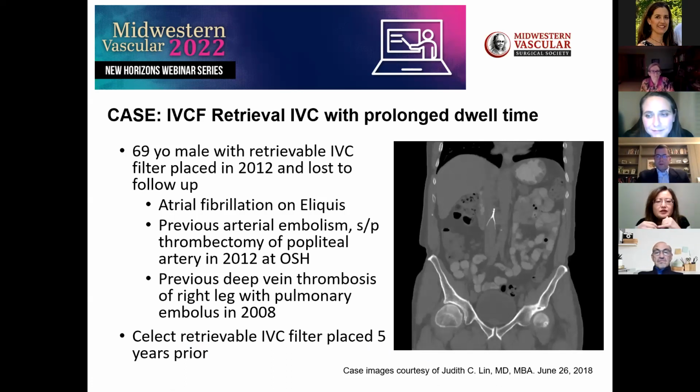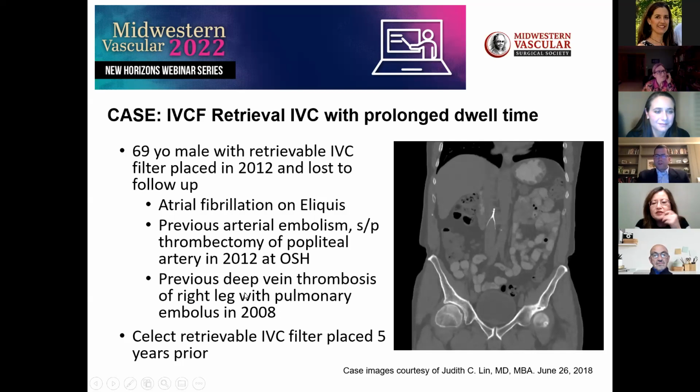And this one is a 69-year-old man with a retrievable IVC filter, again placed 8 years ago, lost to follow-up. A lot of these people say they cannot be anticoagulated, yet they're on Eliquis. So I was like, well, then you really don't need that filter. But anyways, it was in, and he had a previous arterial thrombectomy and then had a DVT. It's a Select retrievable filter.